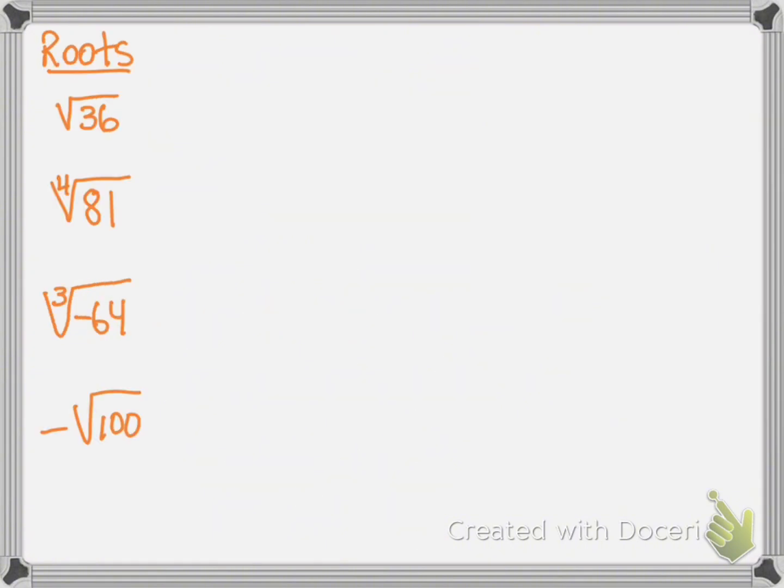In this section, we're going to review roots. Now remember that a root has a number inside here that is called the index. And then we also have the radical inside. What the root is asking is which number multiplied by itself n amount of times gives me the number that is inside.